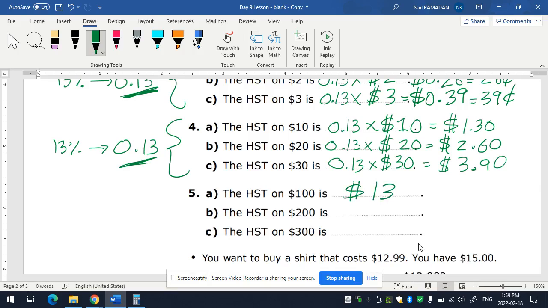Something that costs $100 on the menu, you will actually have to pay $113 because you have to pay $13 tax. How about 200? 26 full dollars. 300? 39. And it's still based on the same trick. If you want to do the calculation from scratch, you don't have to because you just recognize the pattern right now.